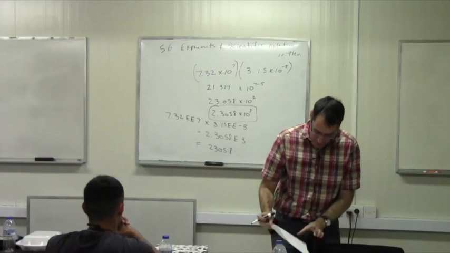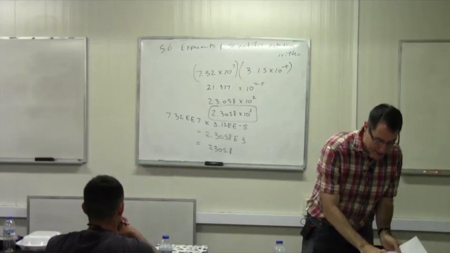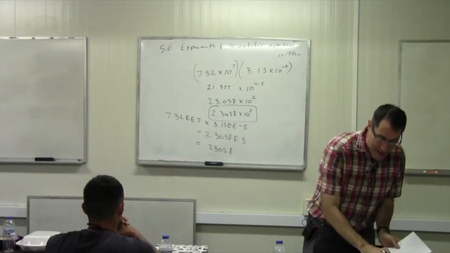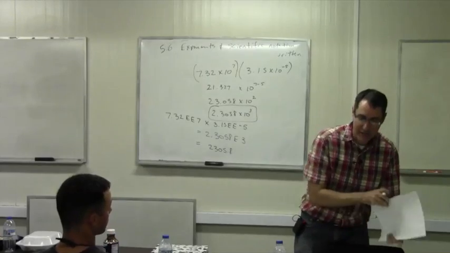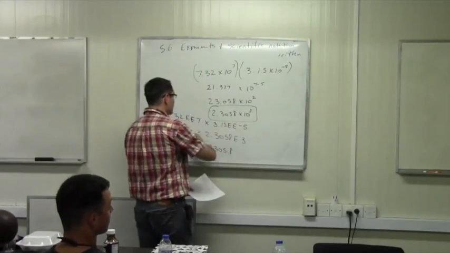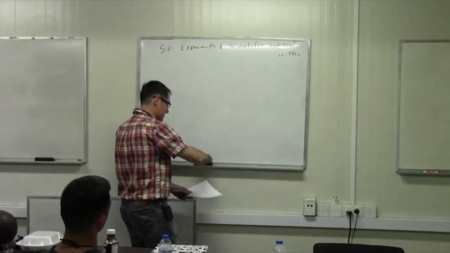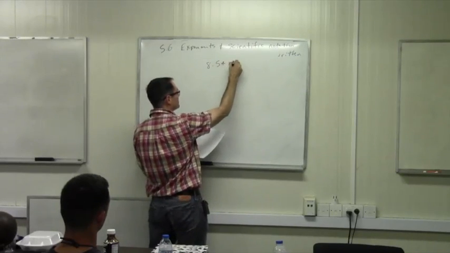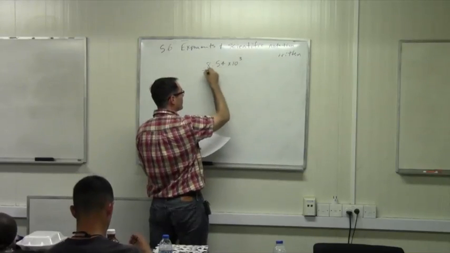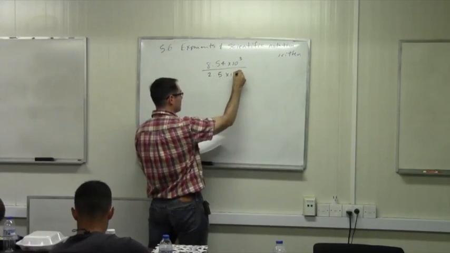All right, let's see, that's that one. Dividing uses this division exponent rule. Not any harder, you just have to remember the rule. So, for instance, 8.54 times 10 to the third divided by 2.5 times 10 to the fifth.